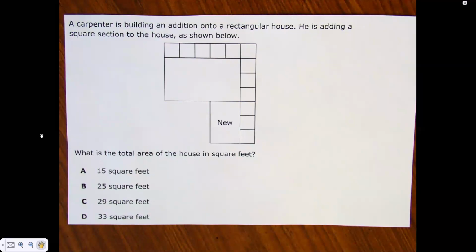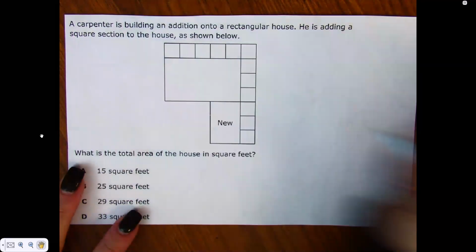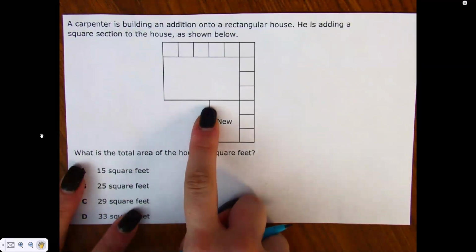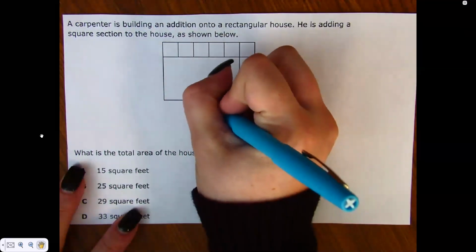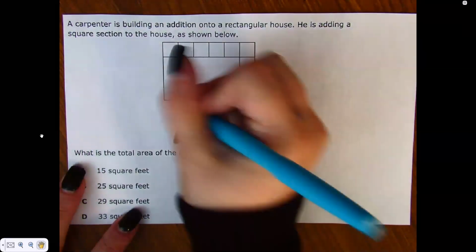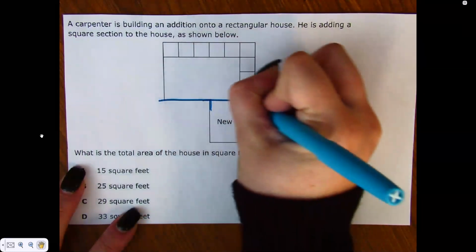So what's the first thing I need to do? Count the squares. Amira, what's the first thing I need to do? It looks like you have to slice it in half. I need to slice it. Where am I going to slice it? What shape am I looking for? The new shape. What was this? An L. So I'm going to look for the L.